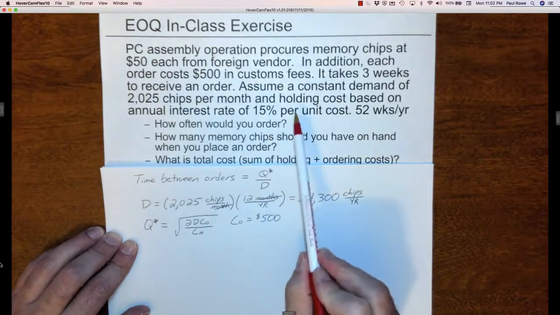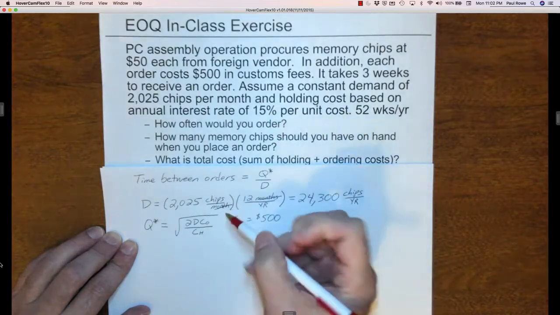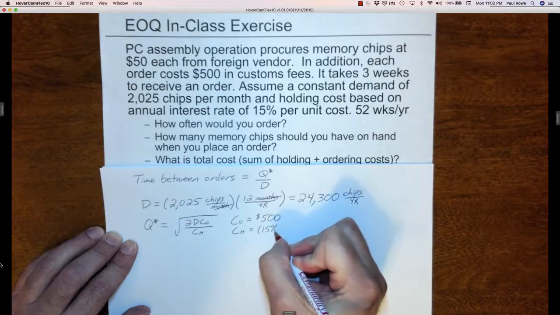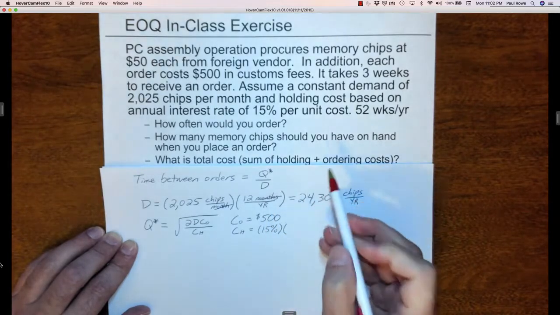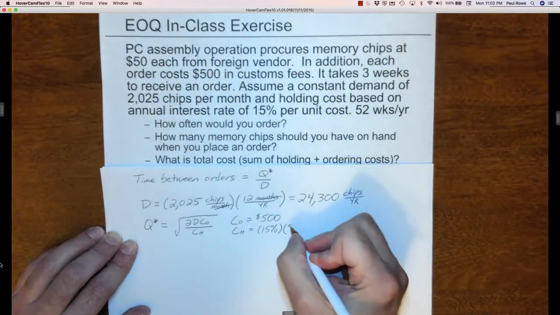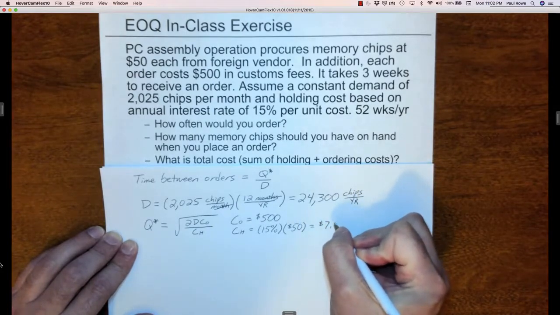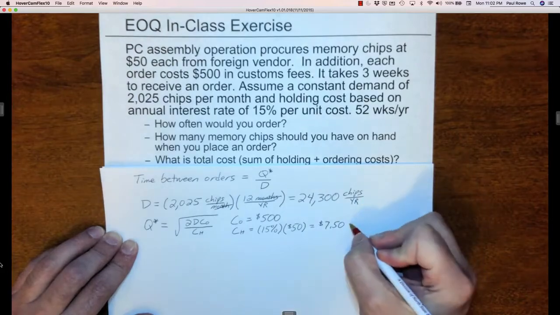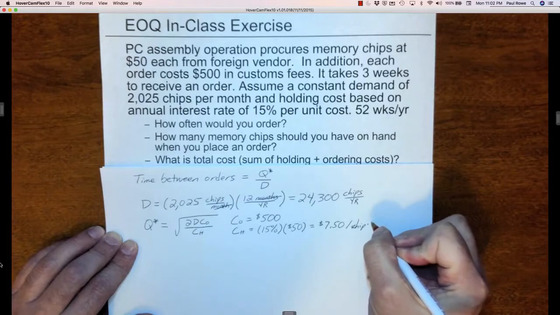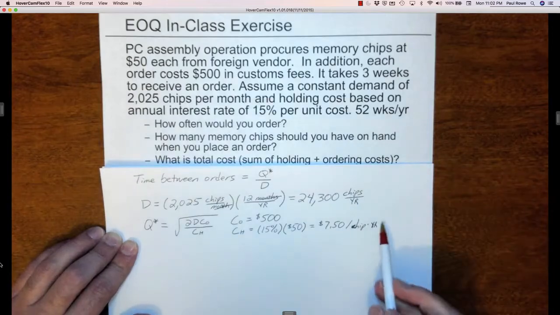And our holding cost, based on annual interest rate of 15% of unit cost. So we see our holding cost will be 15% of our unit cost. And we see that each chip is $50. And so we see that it's $7.50 per chip per year. So this is already annualized.